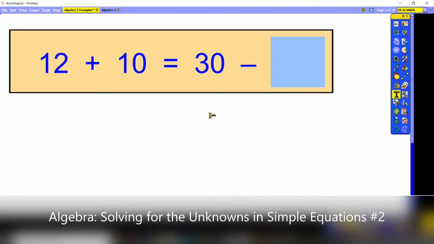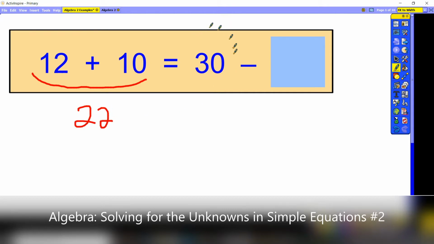This is similar to the one we did before, except we have the unknown on the right side of the equation where we have subtractions. Okay, so how do we solve these? Similar to the ones we did before, we have to solve the side without the unknown. So we add these two numbers, so we get 22 here.